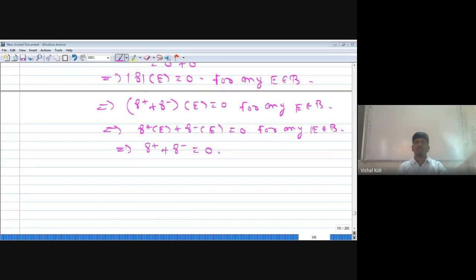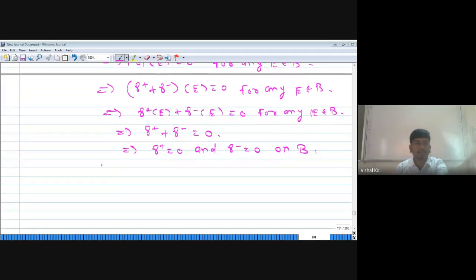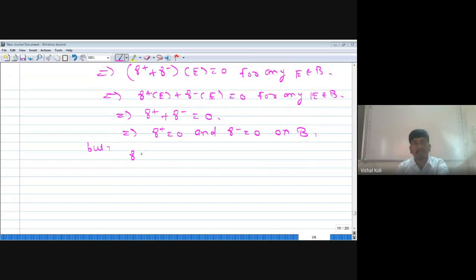0. But gamma plus and gamma minus are two measures. As they are measures, their values will be greater than or equal to 0. As their sum is equal to 0, both must be equal to 0, which implies gamma plus equal to 0 and gamma minus equal to 0 on the sigma algebra curly B. But we know that gamma is nothing but gamma plus minus gamma minus. As both gamma plus and gamma minus are equal to 0, then gamma equals 0, and that is the required result.